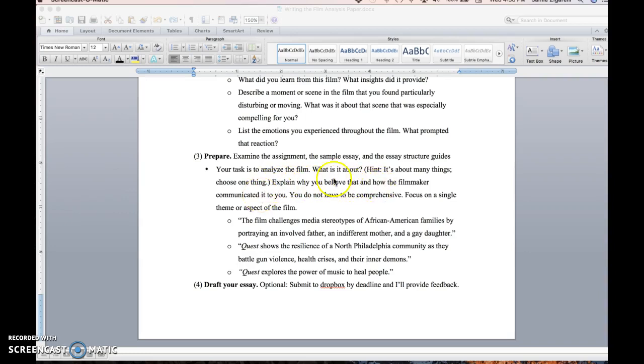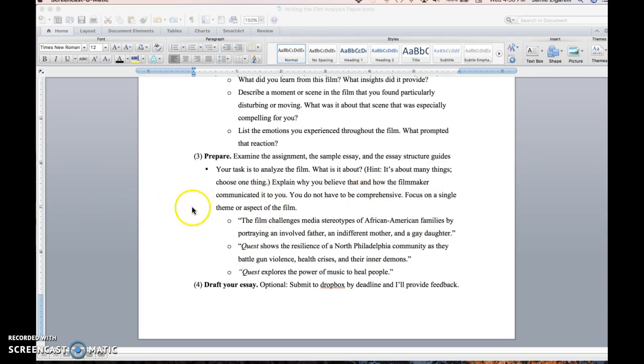And what you're trying to do is explain why you believe that, like why you think that's what the film is about, or one of the things that the film is about, and how the filmmaker communicated that to you. And that's where you could get into talking about technique, like how they use lighting, how they use sound, how they use camera, how they use those different elements.